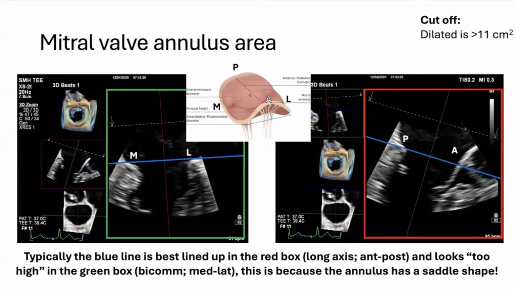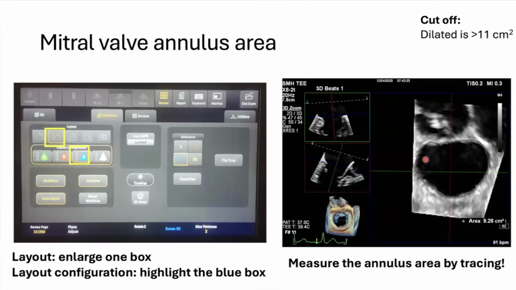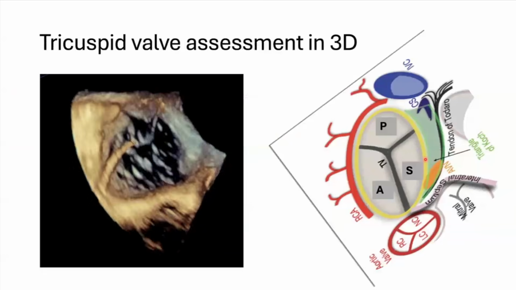So I remind people that the annulus is actually a saddle-shaped structure where the AP, the anterior-posterior plane, is actually higher than the medial-lateral plane. In the green box, you're seeing the medial-lateral plane. So if it looks high in the green box, I accept that if my red box measurement is good. In truth, there are additional 3D softwares that will take into account the saddle shape of the annulus, but most default technologies will just measure it in one plane as shown here. And then again, you can highlight the annulus and then trace it.